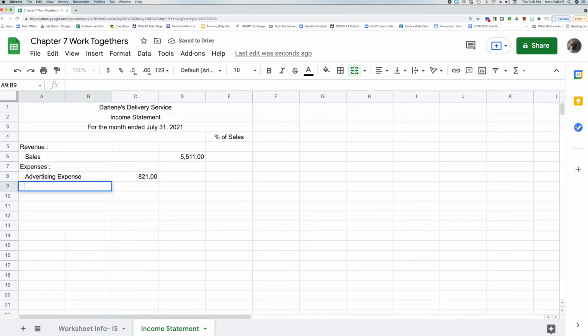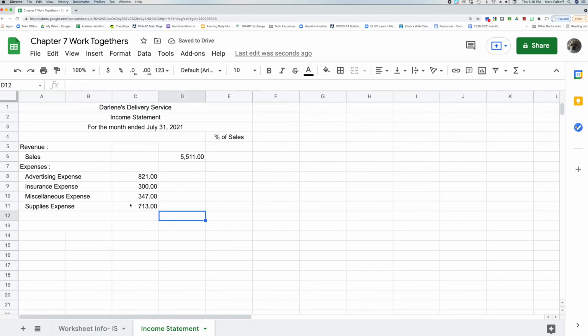The next account is going to be insurance expense. The amount for that is going to be $300. After that, the next account is going to be miscellaneous expense. The amount for that is going to be $347. And finally, the last account is going to be supplies expense. And the amount for that is going to be $713.